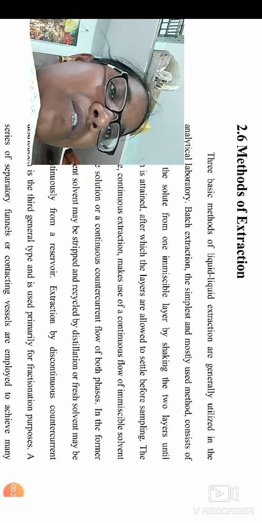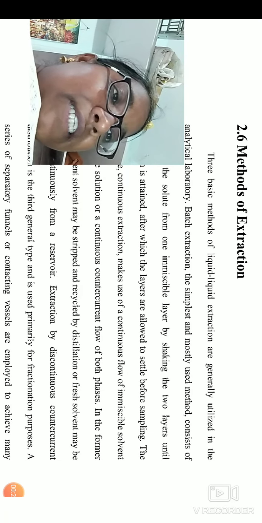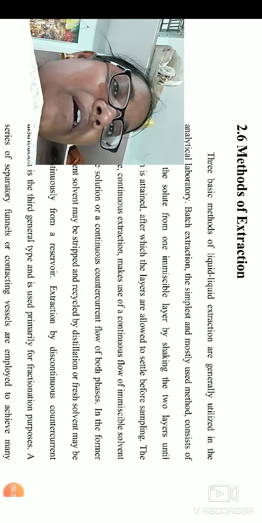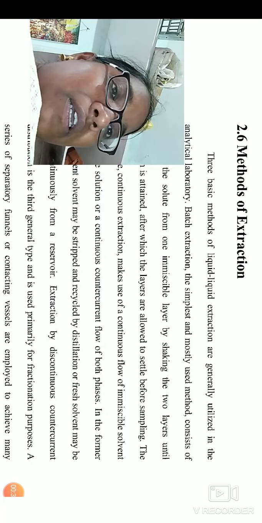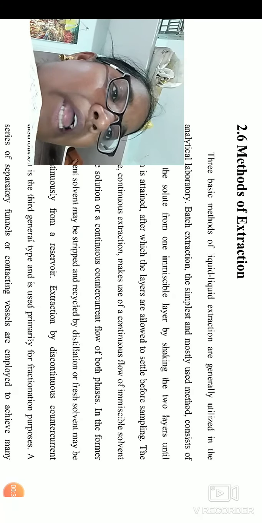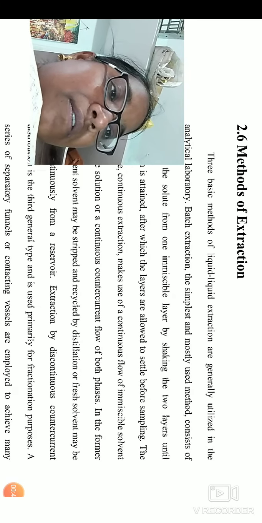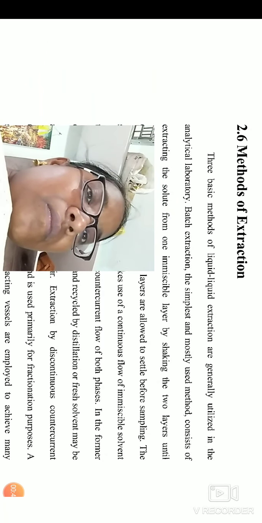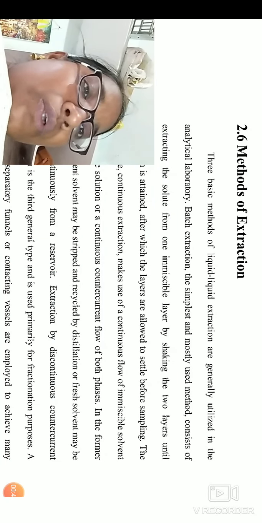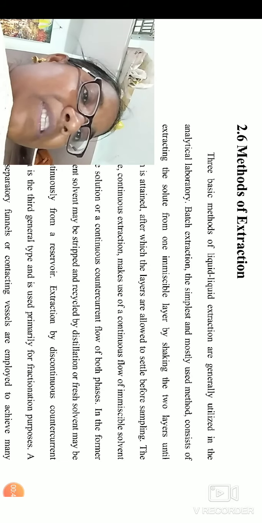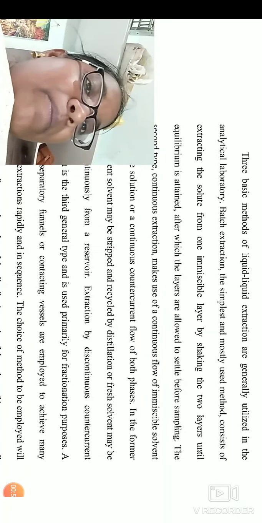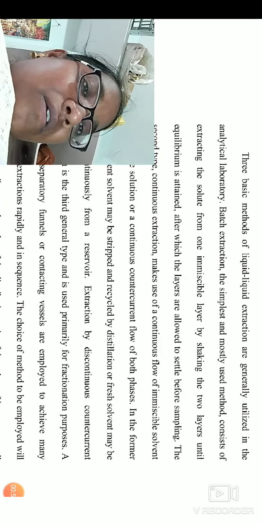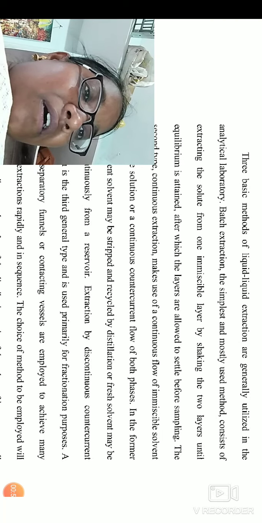Three basic methods of liquid extraction are generally utilized in the analytical laboratory. Batch extraction, the simplest and most used method, consists of extracting the solute from one immiscible layer by shaking the two layers until equilibrium is attained, after which the layers are allowed to settle before sampling.